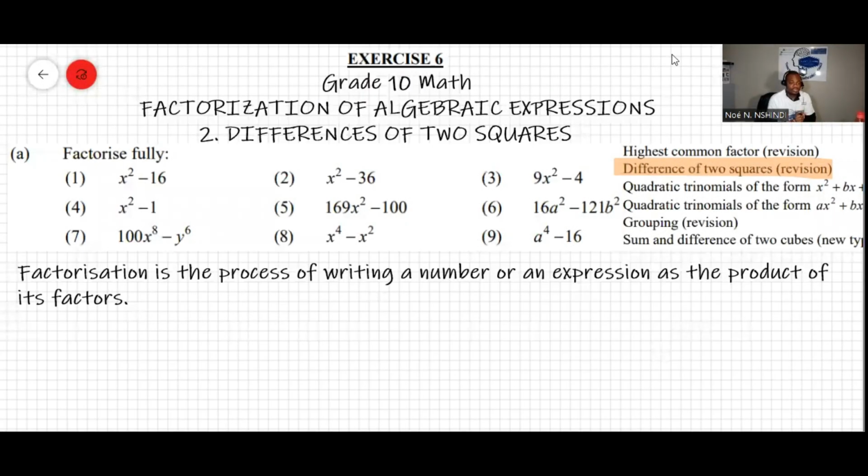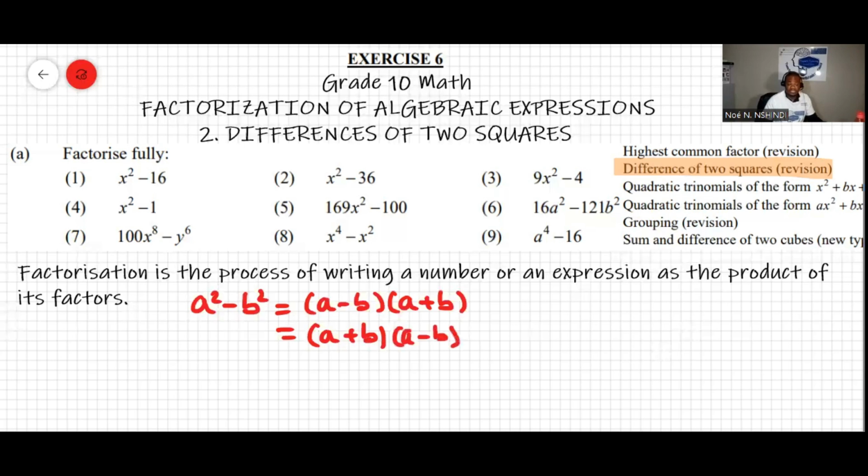Well, now we're going to talk about the difference of two squares. The difference of two squares is given by the formula: a squared minus b squared is equal to (a minus b)(a plus b). Sometimes it can be written as (a plus b) times (a minus b), because multiplication is commutative. If you have 2 times 3, it's the same as 3 times 2.